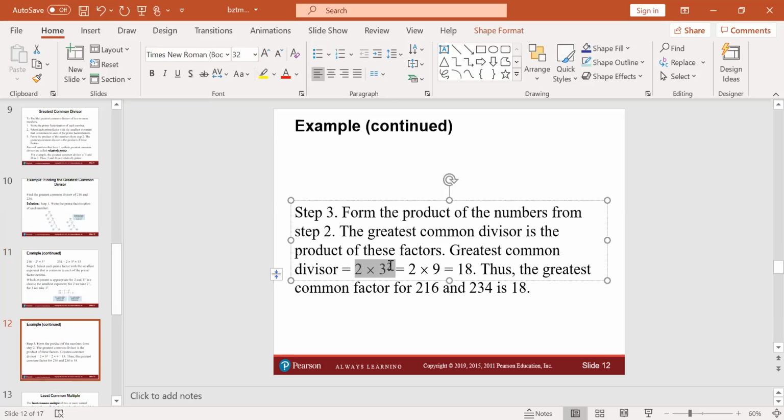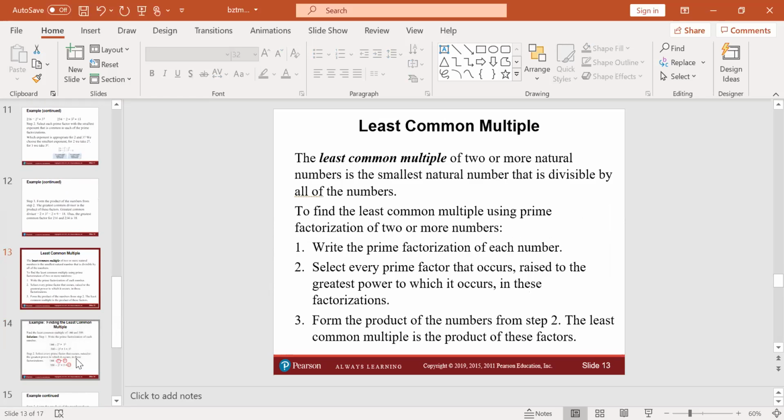And so the GCD will be 2 to the first times 3 squared, 2 times 9, which is 18. So the greatest common divisor of 216 and 234 is 18. So it's a pretty slick little system for finding the greatest common divisor.